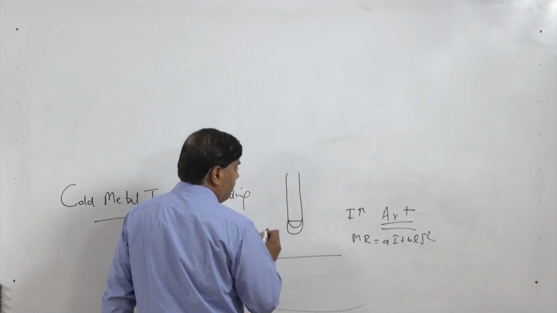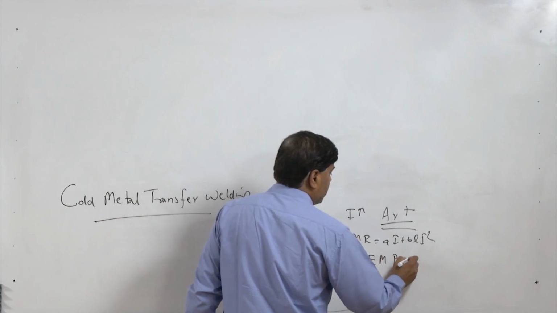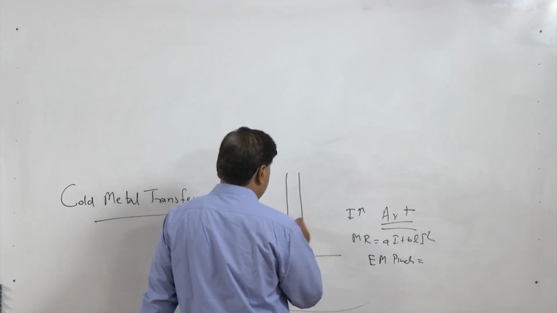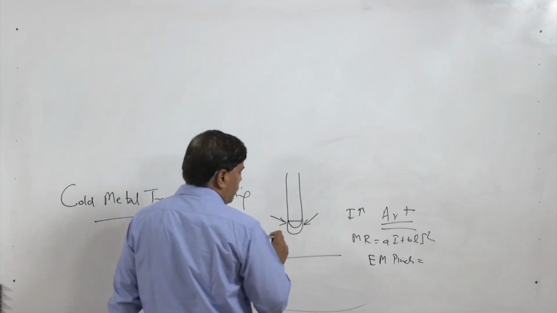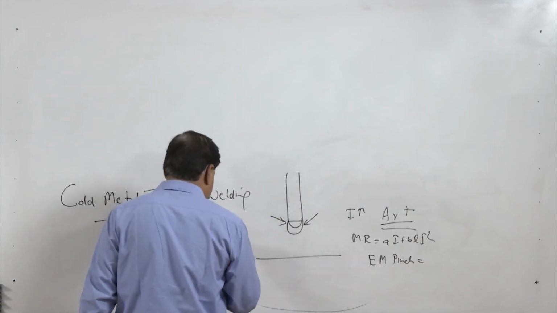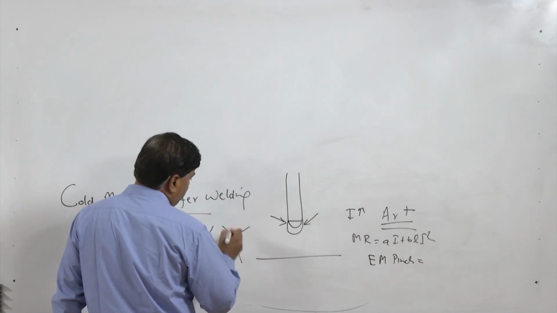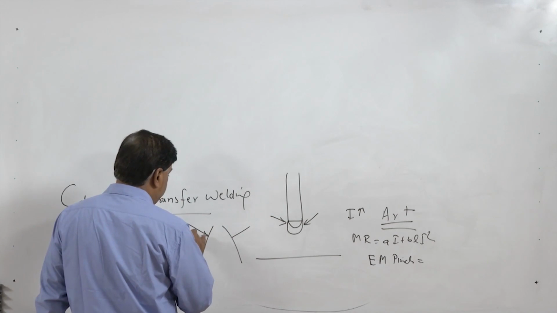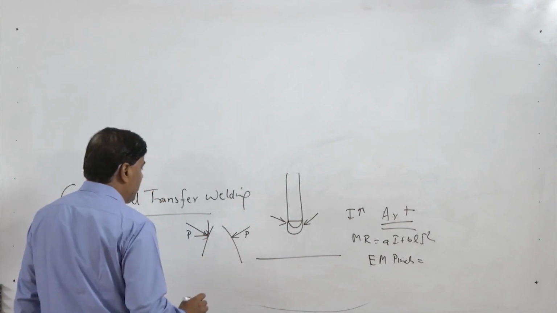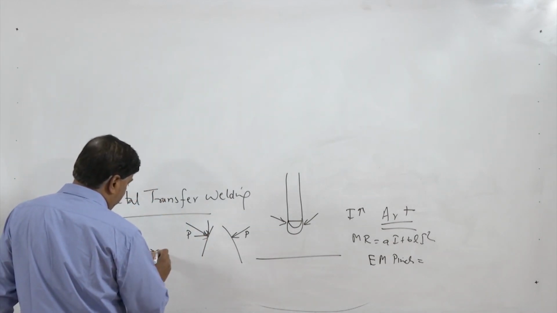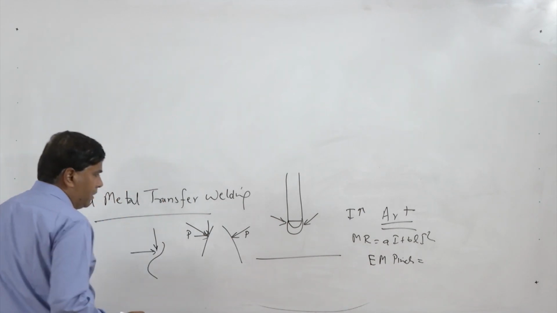At the same time, there is also the electromagnetic pinch force that acts at the tip, about perpendicular to the surface of the drop. Say this is the drop which is hanging at the tip. One force acts perpendicular to the surface of the drop, so this pinch force can be resolved into two components, one vertical and another horizontal. The horizontal component tries to press the drop by reducing its cross section, and the vertical component tries to push it down and detach it.